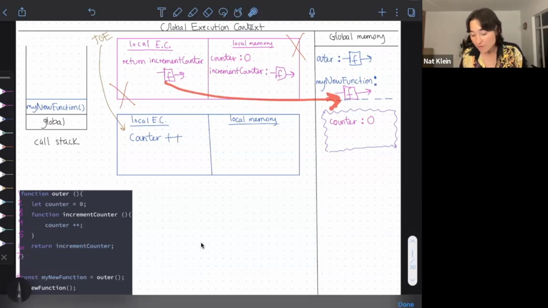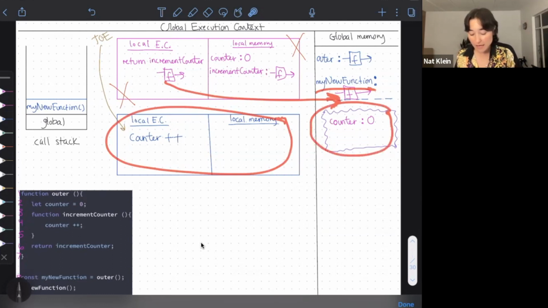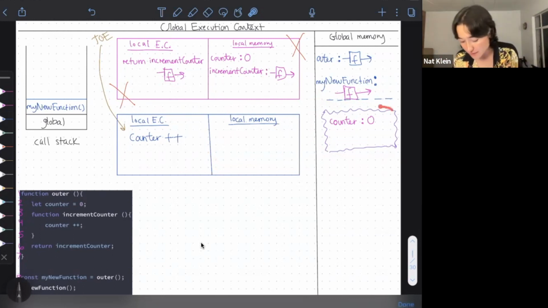So from now on, whenever my new function is invoked, in any of the local execution contexts of my new function, in any of the following invocations, we are going to have access to the variables stored in this backpack here. So that's why when we hit line 4, this counter plus plus, even though counter is not in this local memory, JavaScript is going to go, okay, I need to also look in the backpack. Another word for backpack, and we like using the term backpack at Codesmith, is a closure. This is a closure.